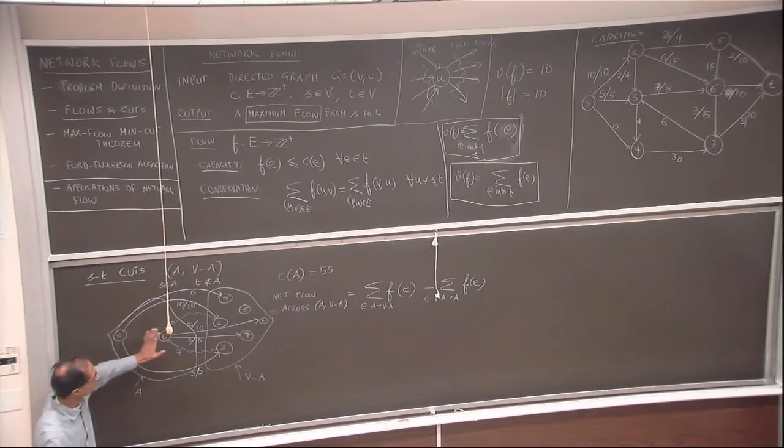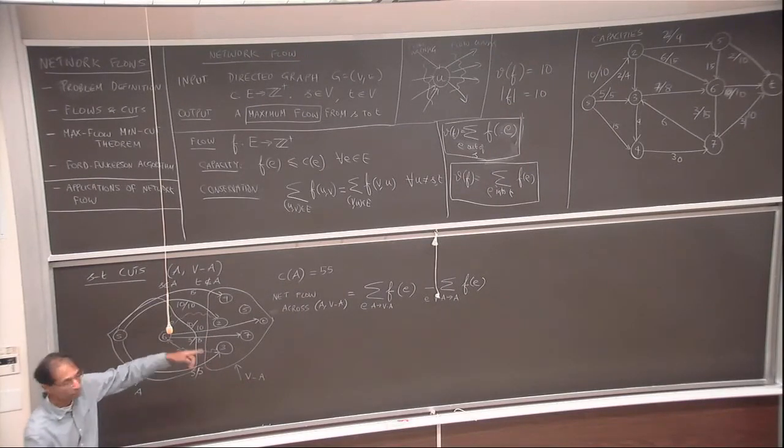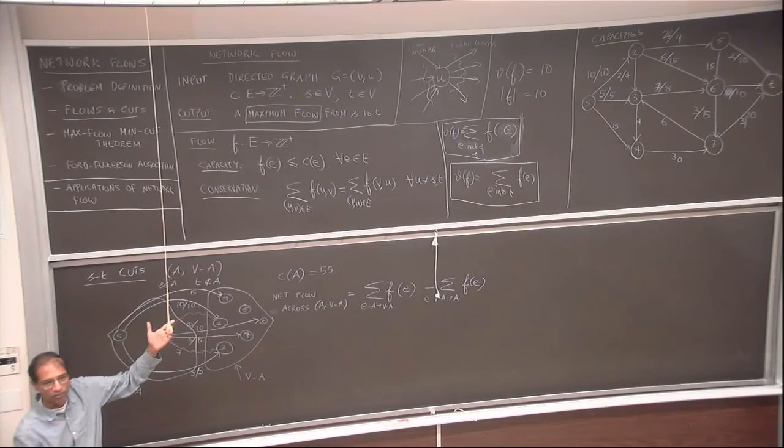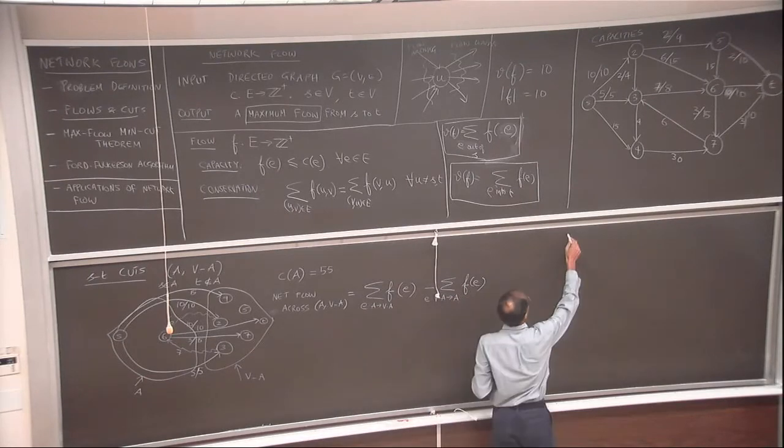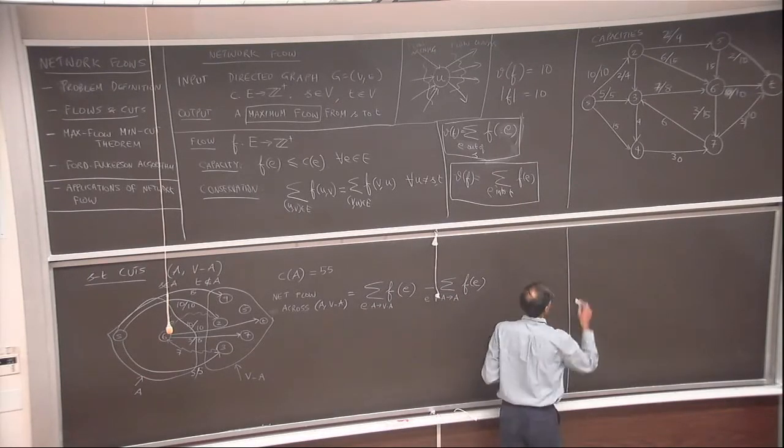So what is the net flow across the cut? 15, which is the same as the value of the flow. In fact, that's one of our main observations. The lemma, we can really prove it. I'm just going to write it down now.